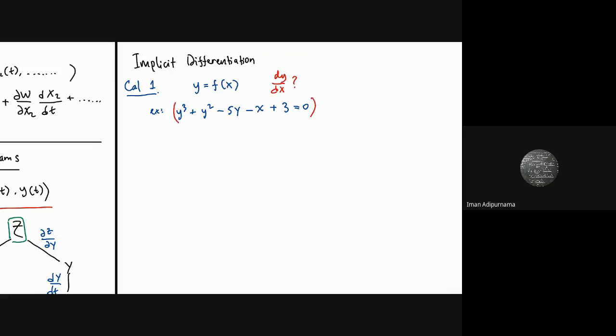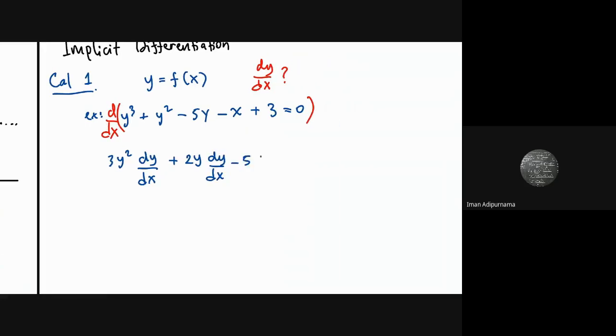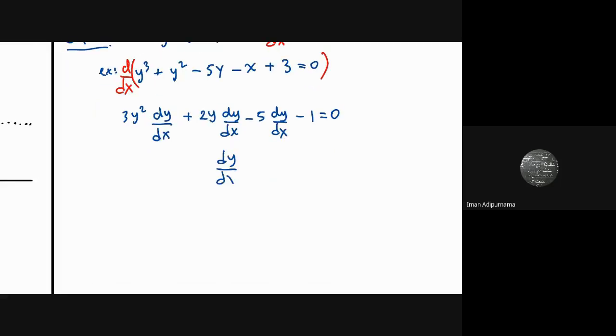we can differentiate all the terms with respect to x, right? So when we differentiate y, because y is a function of x, in implicit differentiation we need to multiply by dy dx for every y term. So plus 2y dy dx, then minus 5 dy dx, and then minus 1 equals 0. And you can group all the dy dx terms and find dy dx.